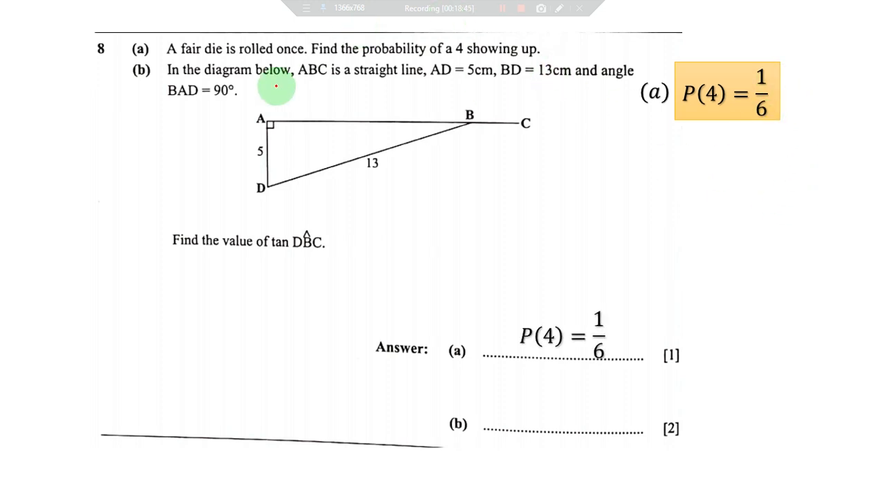Then we go to B, which is under trigonometry. In the diagram below, ABC is a straight line. AD is equal to 5 centimeters, BD is equal to 13 centimeters, and angle BAD is equal to 90 degrees. Find the value of tan DBC, this angle which is outside here.